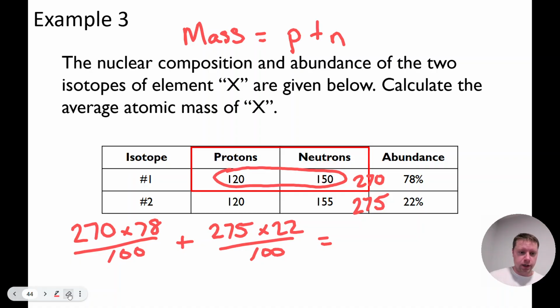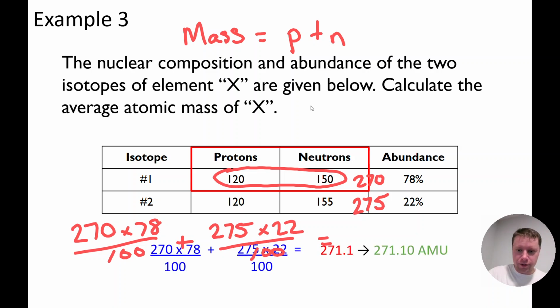And this is being finicky, so I don't know if it'll let me erase, which is fine. Okay. All right, so then your answer, if you did it correctly, you should get 271.1, which if you follow what we've been doing and make it 2 decimal places will be 271.10 AMU. Okay. And that's all there really is for average atomic mass.